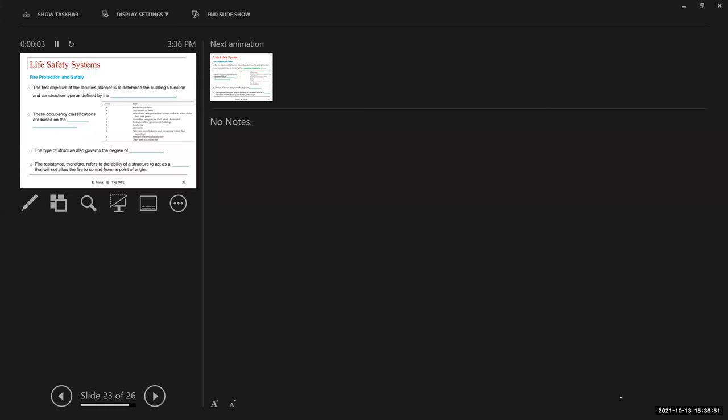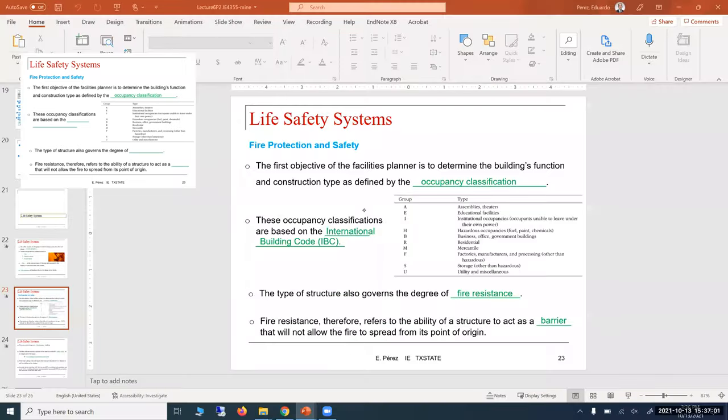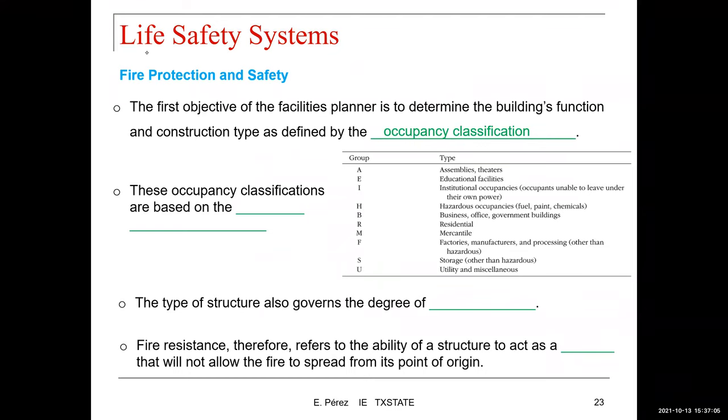Construction type: the first objective of the facilities planner is to determine the building's functions and construction type as defined by the occupancy classification. These occupancy classifications are based on the International Building Code, or IBC, and are listed here. There are multiple groups, depending on the type of facility you are designing, for example theaters, educational facilities, business, residential. They will have a particular group classification based on the International Building Code.